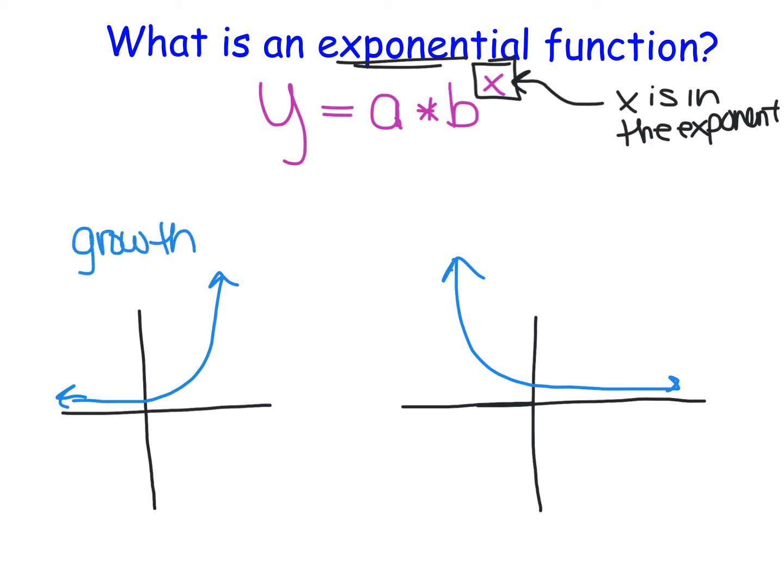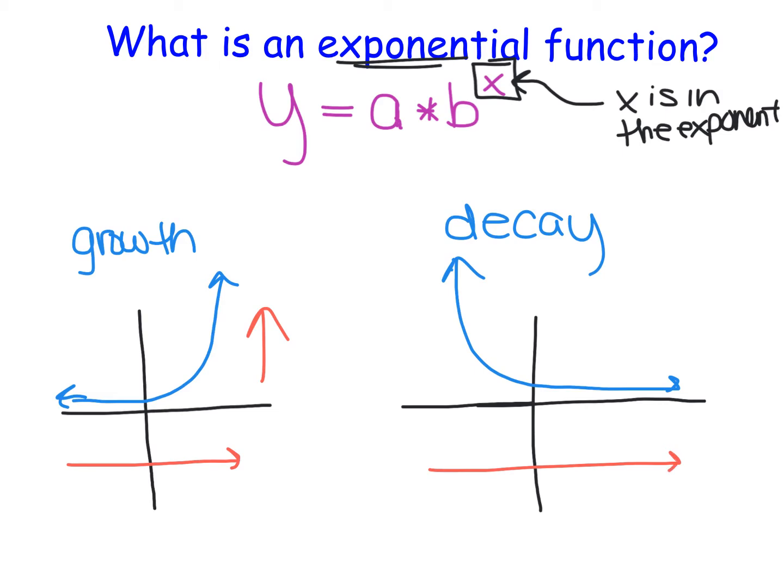And you can tell it's a growth function by looking at the particular graph and noticing that as we read the graph from left to right, the graph begins to grow and go upwards very quickly. Now, if we look at this other one, this is called an exponential decay function. And that, again, is because when we read the graph from left to right, this graph is going down and it's getting very, very close to this x-axis.